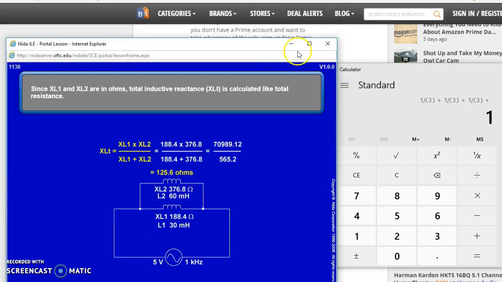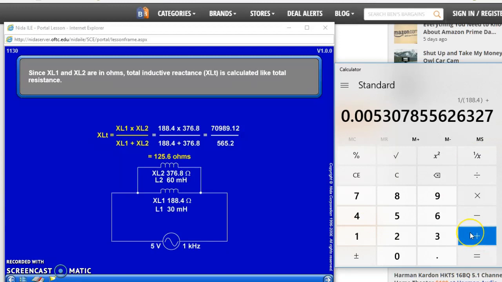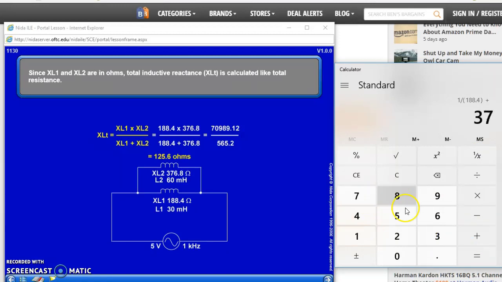So would that work with the reciprocal? And I moved your window, so let me fix that back. Let's see. Let's go to our trusty calculator. Let's clear it out. It's 188.4 reciprocal plus 376.8 reciprocal equals, and if we reciprocate that, we come up with 125.6, which is the same answer that they got. So yes, it does.